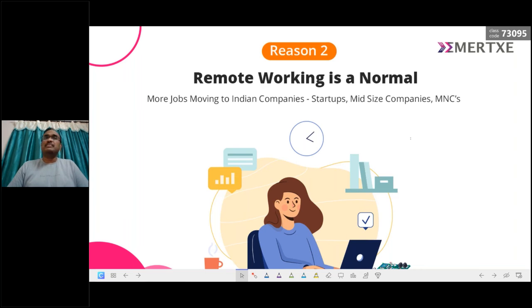Which means a company which is based out of the US or UK, getting the work done from India has become much more comfortable because everybody is used to remote working now. It doesn't matter whether you sit in California and work, or in Bangalore, or in a small village somewhere in West Bengal. Companies are comfortable with remote working, which means more work is moving to India. Especially big companies and mid-sized companies are all moving more work to India.